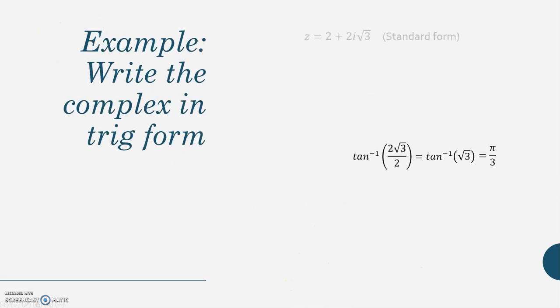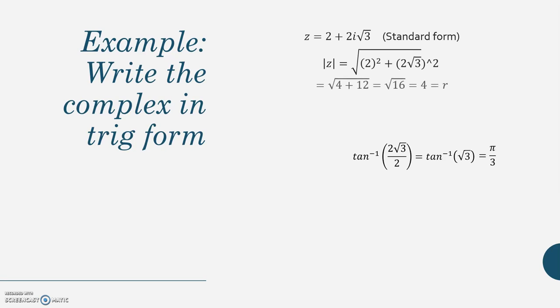So let's do an example. I have z equals 2 plus 2i square root of 3. That's in standard form. What we're going to do is find its magnitude, or the distance from the origin, how far away it is. So we're going to be using the distance formula, essentially, or the Pythagorean theorem. What we end up with is r equals 4, because 2 squared is 4, and 2 square root of 3 squared is 12. When we add them together, it's 16. Square root of 16 is 4. So the r value is 4, r times the cis.